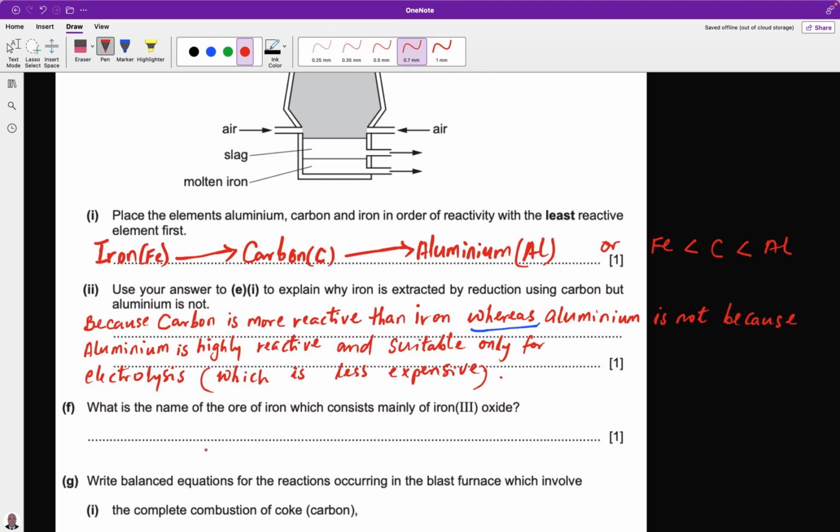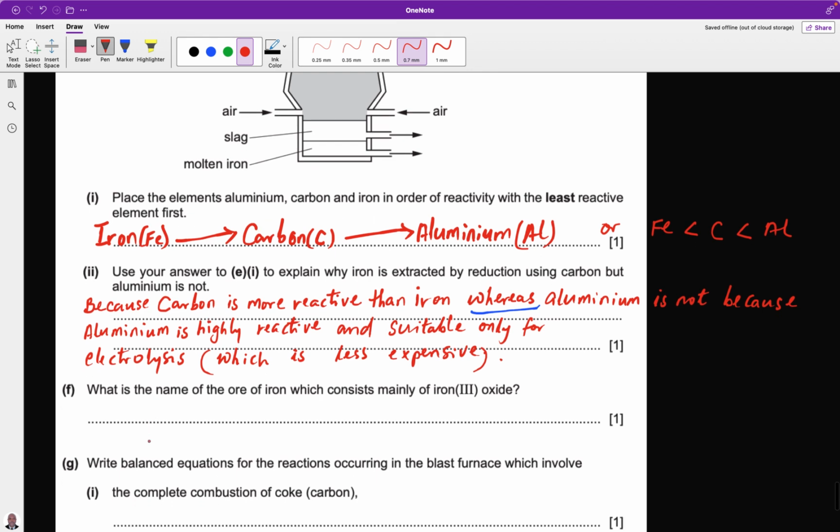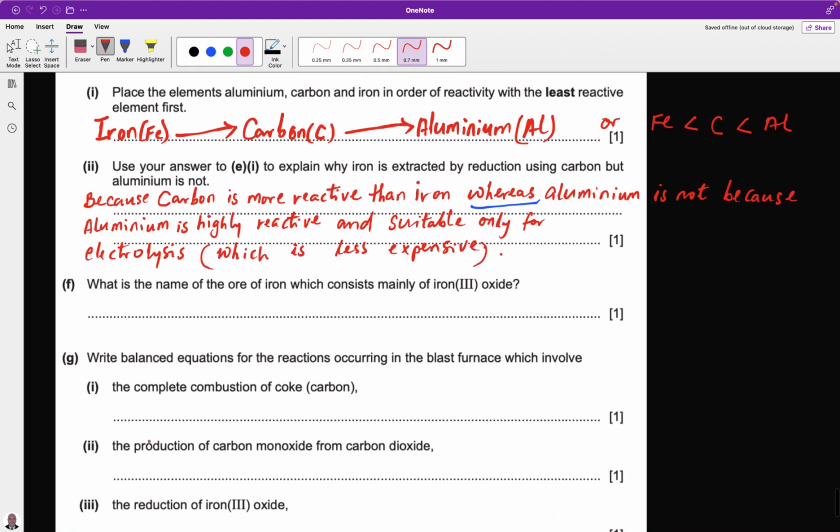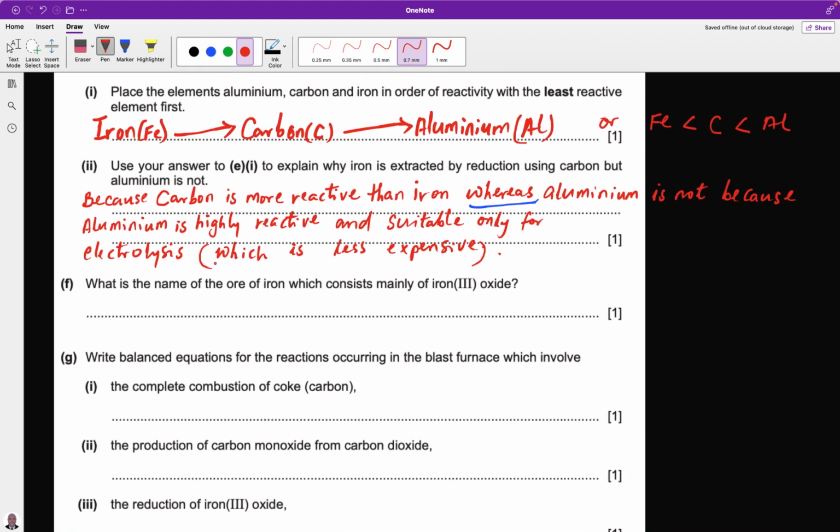Okay, what is the name of the ore of iron, which consists mainly of iron 3 oxide? The ore that we use in the extraction of iron, iron 3 oxide, is hematite. You can call it hematite.